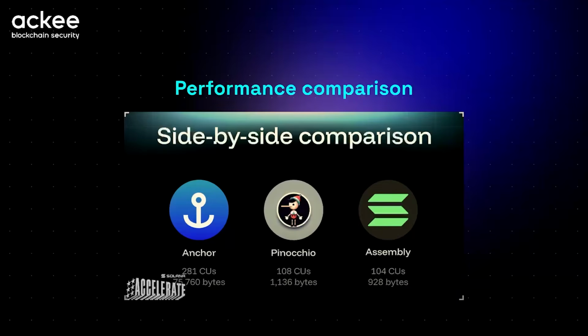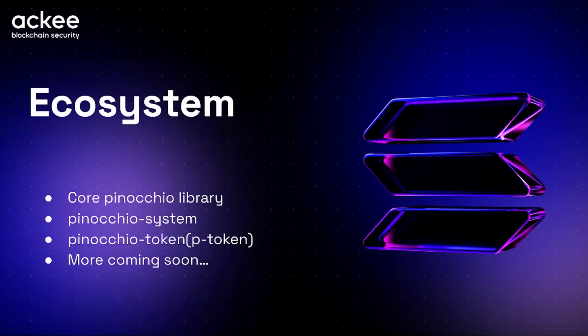counterparts. Those efficiencies translate directly to lower transaction costs and improved throughput, which becomes critical at scale or for programs that need to operate within tight compute limits. For complex DeFi protocols or high-frequency NFT operations, these savings can make a substantial difference in user experience and operational costs. The Pinocchio ecosystem consists of the core Pinocchio library and also includes specialized helpers like Pinocchio System and Pinocchio Token.